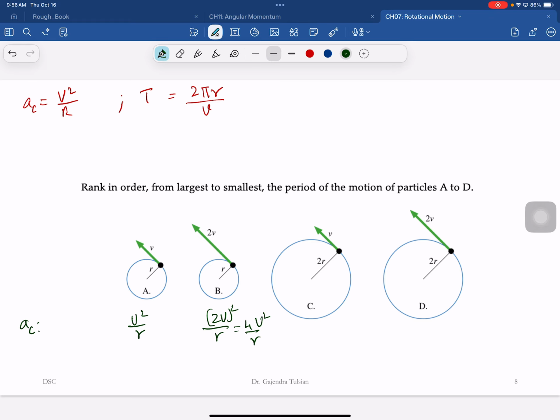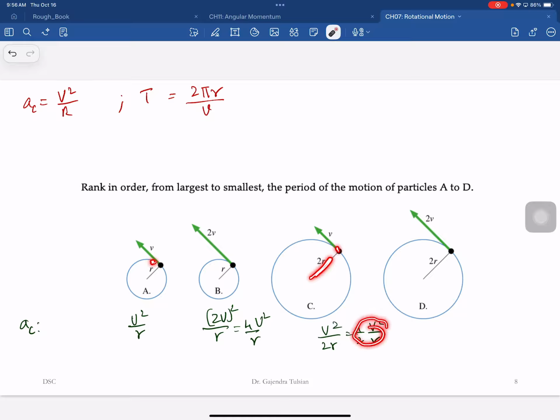For this guy, the centripetal acceleration is v squared over 2r, so 1/2 times v squared over r. So you're going at the same speed as this, and the circle is twice as big. This is easy. It takes half as much effort as to go in this circle. Okay? So that's what those things mean.